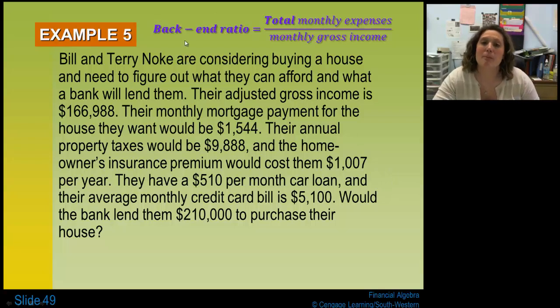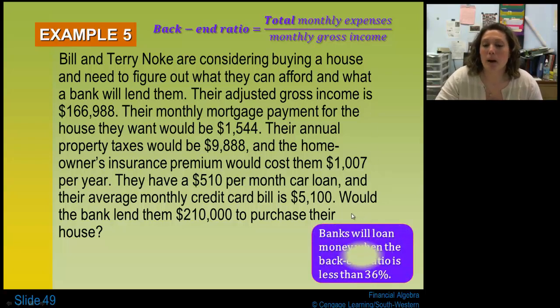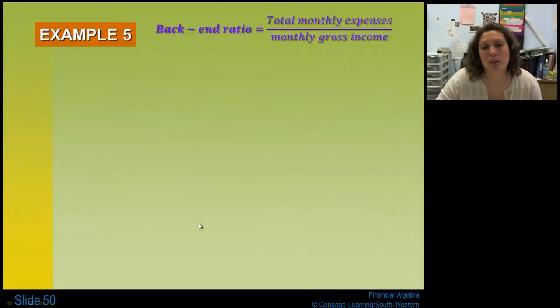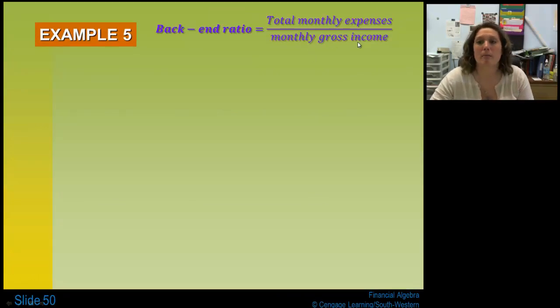This one we're going to use the back end ratio because they gave us all of the monthly expenses that they have. So again, with back end ratio, anything less than 36% and they're a pretty good candidate, the bank will probably lend them the money. So let's take a look at these pieces. The back end ratio, again, total monthly expenses divided by monthly gross income.